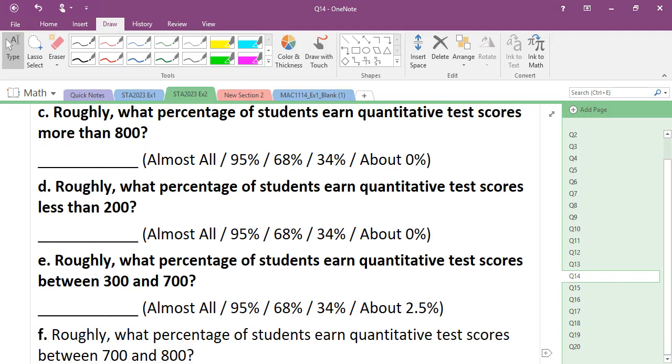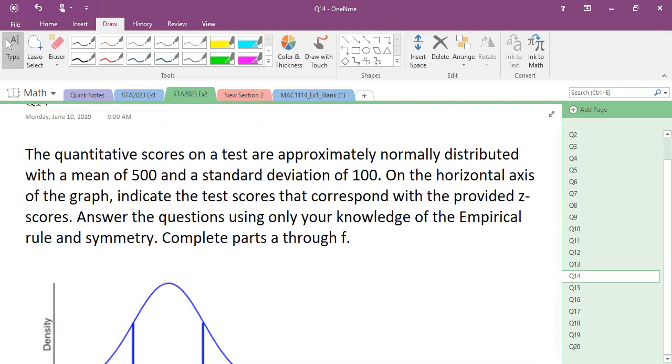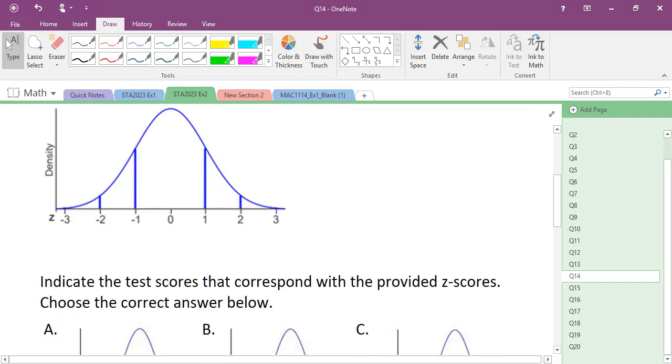So this time, we're talking about quantitative scores on a test that are approximately normally distributed with a mean of 500 and a standard deviation of 100. On the horizontal axis of the graph, indicate the test scores that correspond with the provided z-scores. Okay, so the first thing is we're going to take this normal curve that we have here that's been presented in this format.